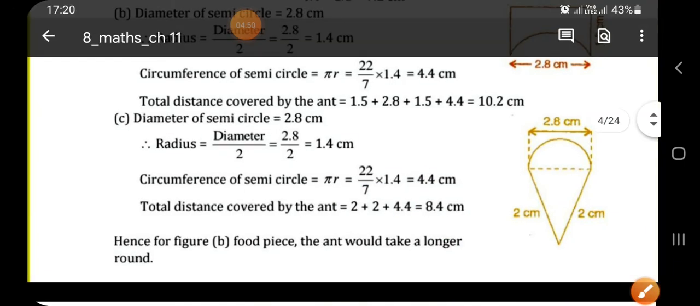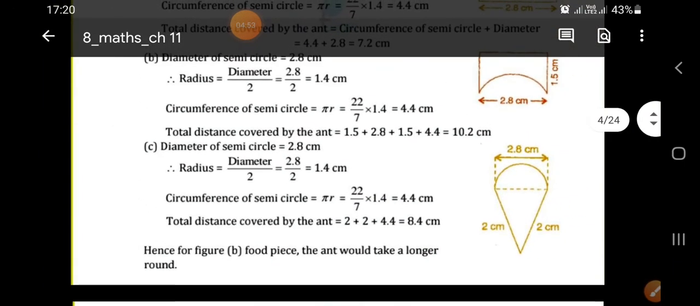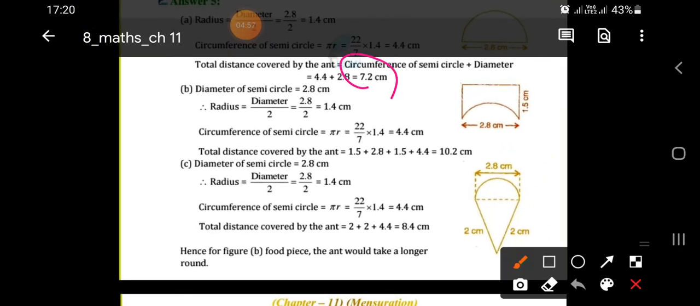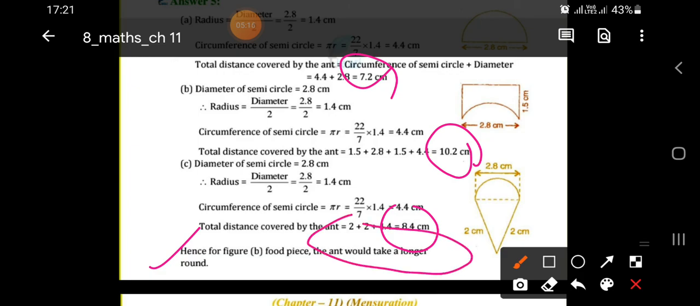Now which food piece will take a longer round? Let's compare. For the first figure, it's 7.2. For the second one, 10.2 centimeters. And for the third one, it's 8.4. So it's very clear from the answers that it is figure B. Whatever food is given in the shape of figure B, for that the ant would take a longer round.